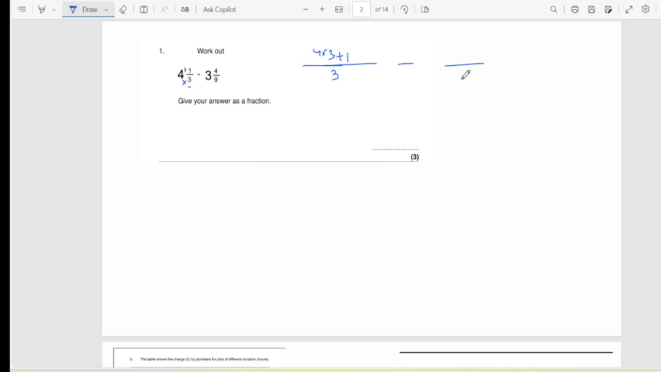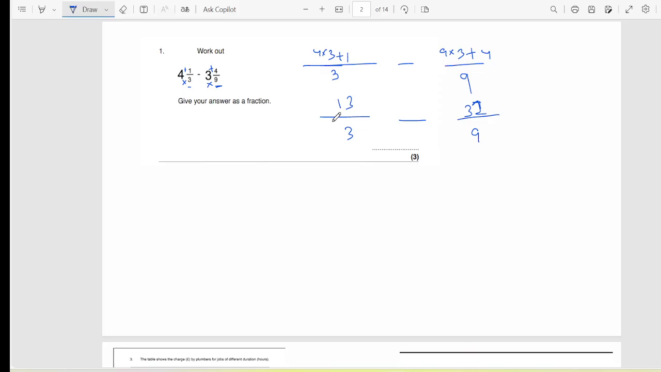Same thing here, the denominator will remain the same, and then we multiply 9 and 3 and we add 4. So 9 times 3, then we add 4. So here 4 times 3 is 12, plus 1, which will become 13 over 3. And this, the denominator is 9. If you multiply 9 times 3 and add 4, you'll get 31.